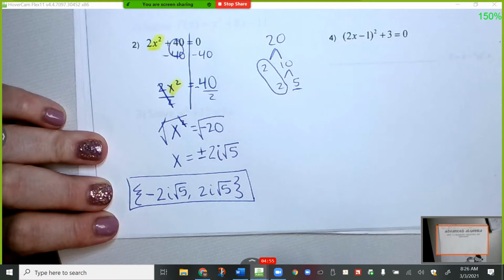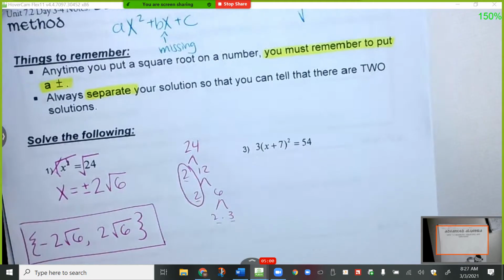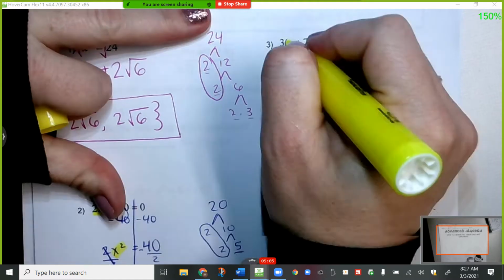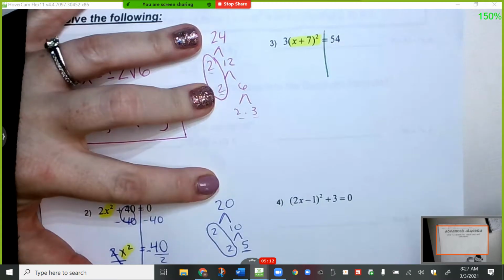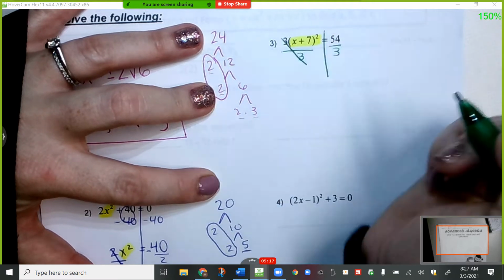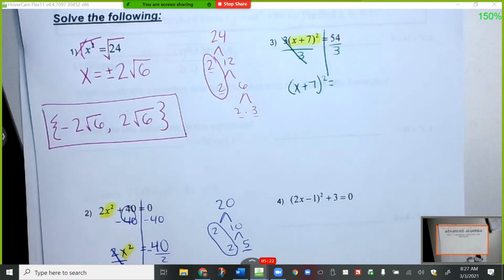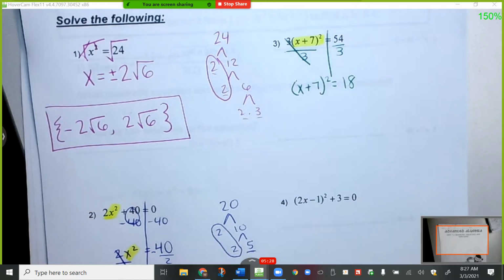Okay, so when you look at number 3, what is squared? Just the x plus 7. Is the 3 squared? No, so we need to get rid of the 3. How do I get rid of that 3? What's 54 divided by 3? 18? Now, what's squared is alone.